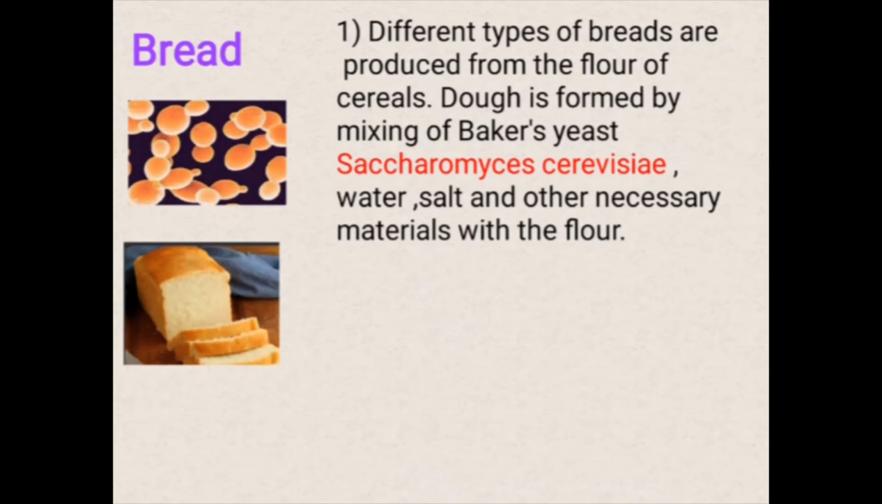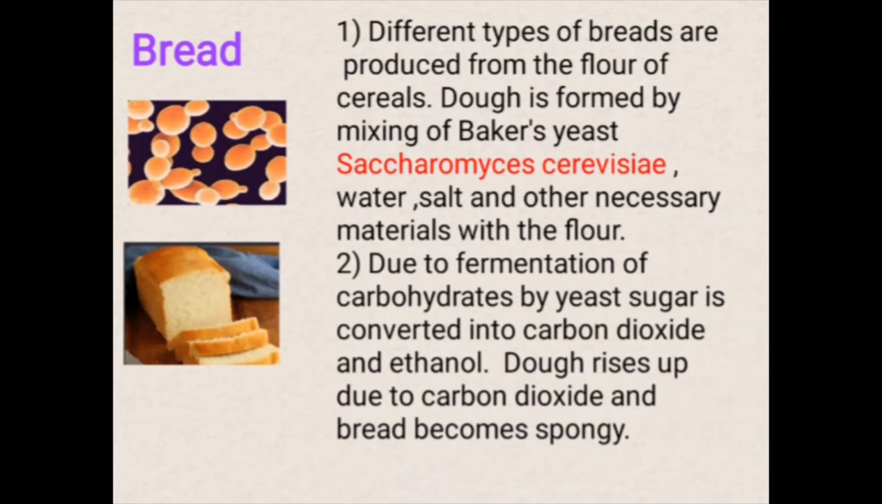Different types of breads are produced from the flour of cereals. Dough is formed by mixing baker's yeast, Saccharomyces cerevisiae, water, salt, and other necessary materials with the flour. Due to fermentation of carbohydrates by yeast, sugar is converted into carbon dioxide and ethanol. The dough rises due to carbon dioxide and the bread becomes spongy.